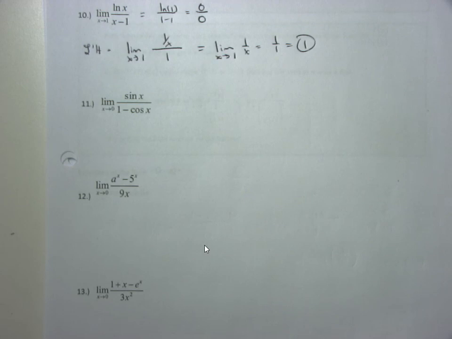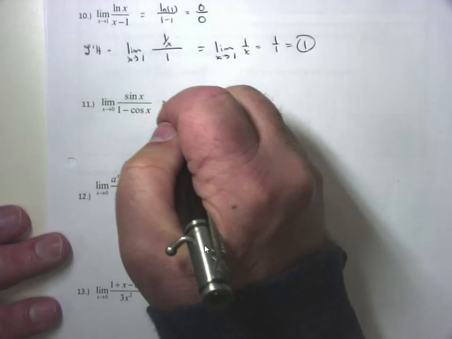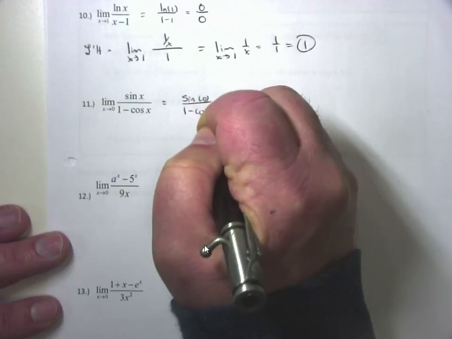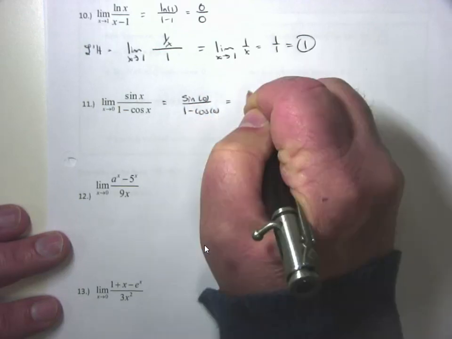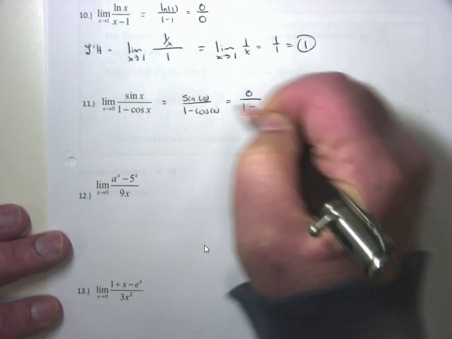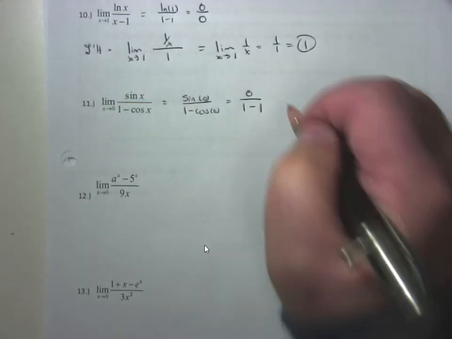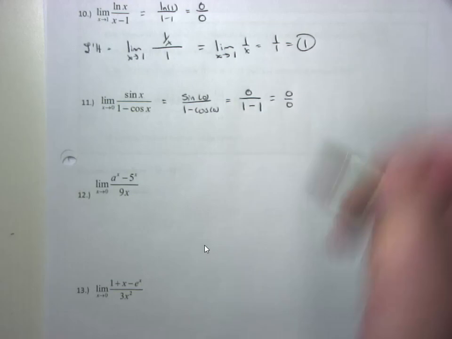The limit as x approaches 0 of the sine of x over 1 minus cosine of x. First rule of limits. This is why you need to know your trig. Plug it in. This will be the sine of 0 over 1 minus the cosine of 0. The sine of 0 is 0 over 1 minus the cosine of 0 is 1. And 1 minus 1 is 0. So it's 0 over 0.